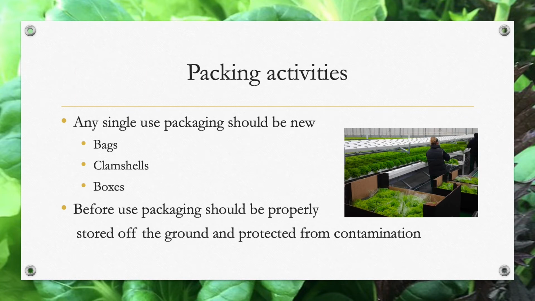For any of your packing activities with your harvested product, any single-use packaging that you're using should be new. This includes bags, clamshells, boxes, all the way around. Anything that is designated as a single-use package should be brand new. Before use, that packaging should be properly stored off the ground and protected from contamination, especially anything that's cardboard. Rodents love that, and that can be seen as an attractant.